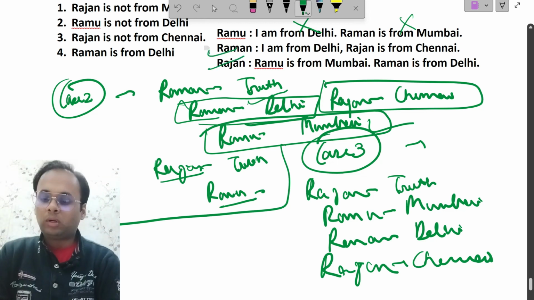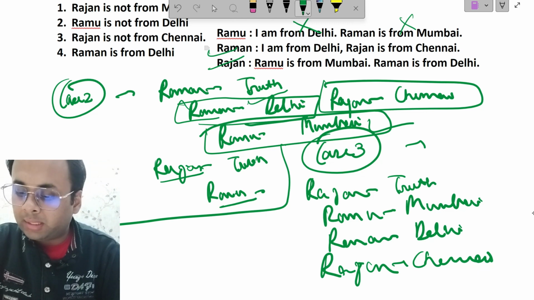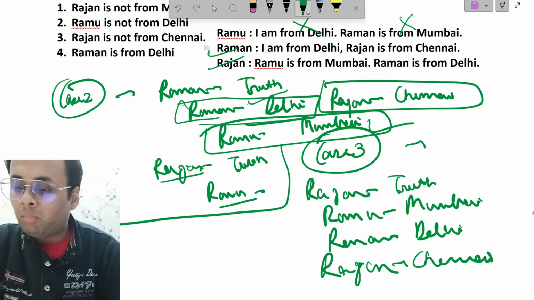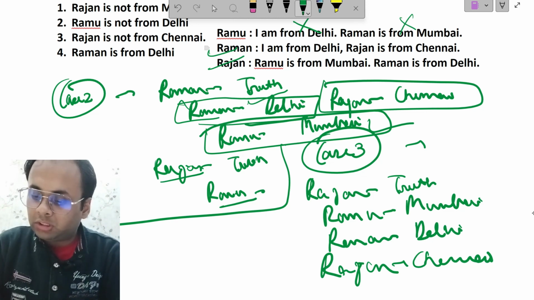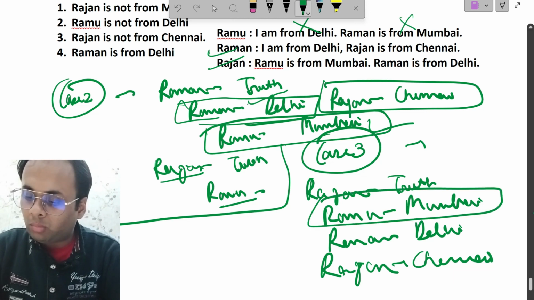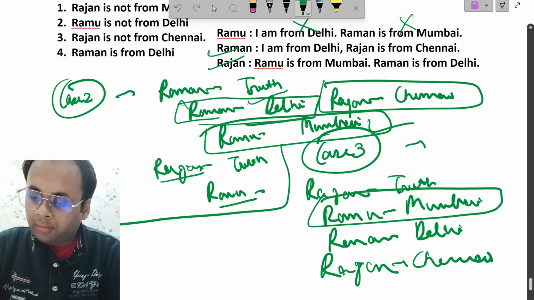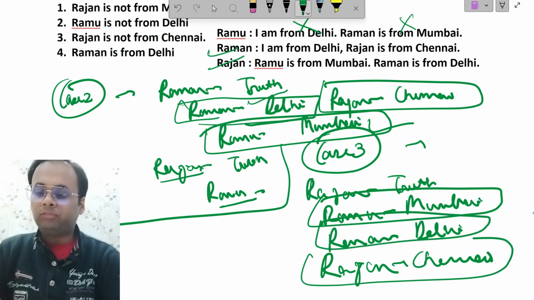Okay, so Ramu should alternate or tell the lie. He's saying that he's from Delhi, which is wrong because Raman is from Delhi, and he says Raman is from Mumbai, which is also wrong. So we have these two cases, case 2 and case 3. As per this case, Ramu is from Mumbai and Raman is from Delhi, correct. So we clearly have these cases.